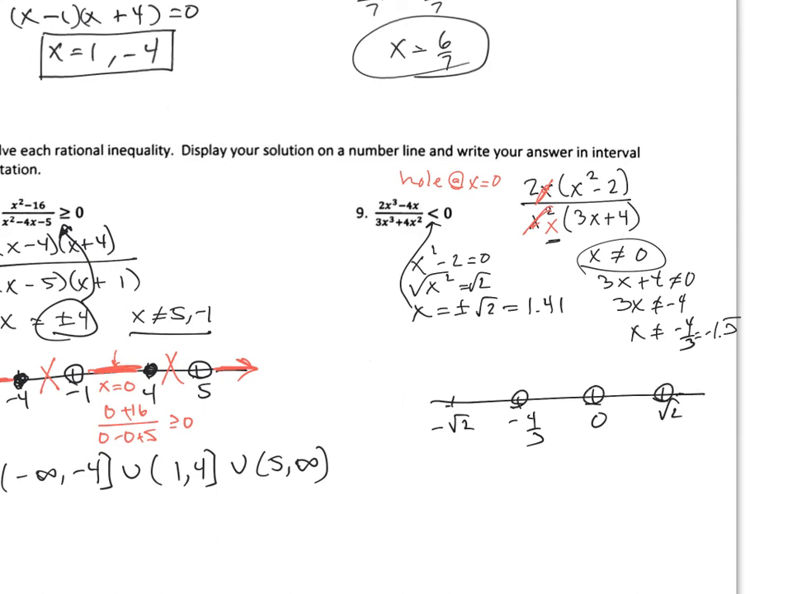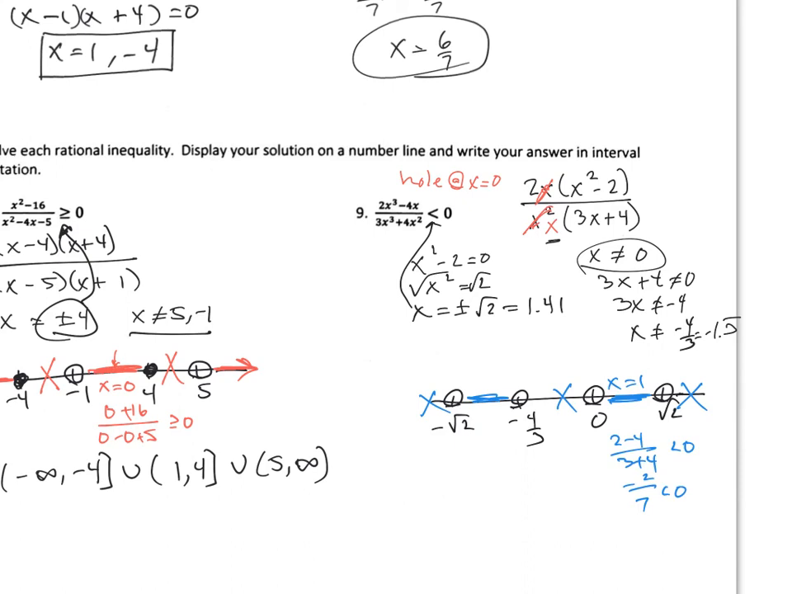We cannot use 0 as a test point, so I'm going to use 1, which falls right in here between 0 and radical 2. Plugging the 1 back into the original, despite the fact that it does have a cancel, it's not going to matter because we're not going to get anything like 0 over 0. So when you plug that in there, we get 2 minus 4 on top of 3 plus 4. And is that less than 0? We get negative 2 over 7. So yes. So this section works. So this is a yes, no, no, yes, no.